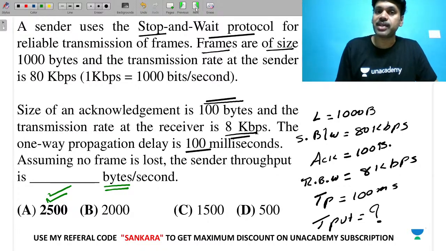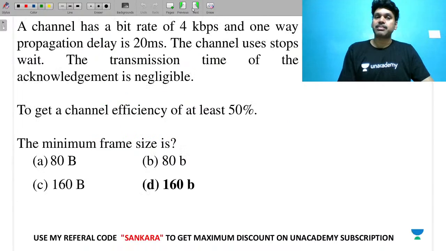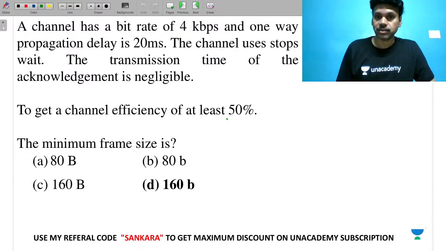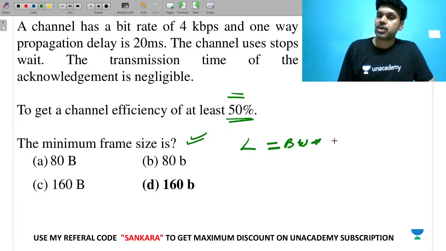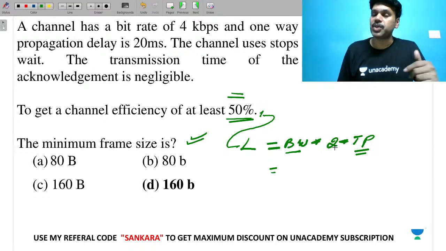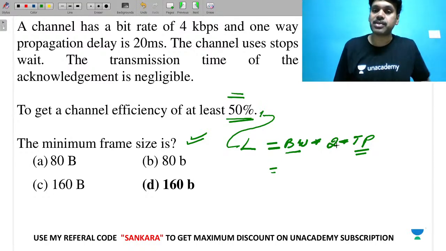Well, my dear friends, let us start one more question. Now you observe, straight away question. What is the frame size to get a minimum of 50% efficiency? Very simple. L is equal to bandwidth into 2 into Tp. This will give you 50% efficiency. You can find bandwidth, you can find Tp, you can find Tt, whatnot. Everything you can find using this equation, my dear friends.